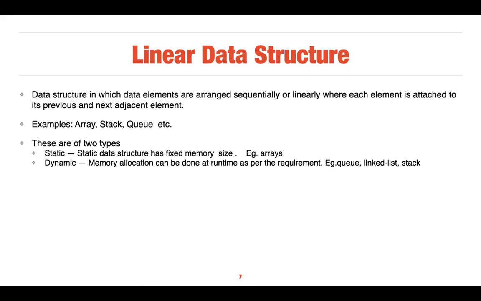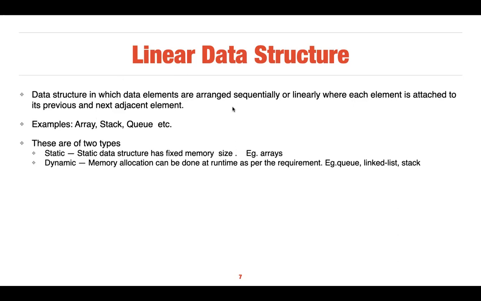Now we will talk about the linear data structure. We can take an example first so that we can understand clearly. The array, stack, queue, these are linear data structures. As we know that an array can hold multiple values, we can say that linear data structures are non-primitive data structures in which the data elements are arranged sequentially or linearly, and each element is attached to its previous and next element.